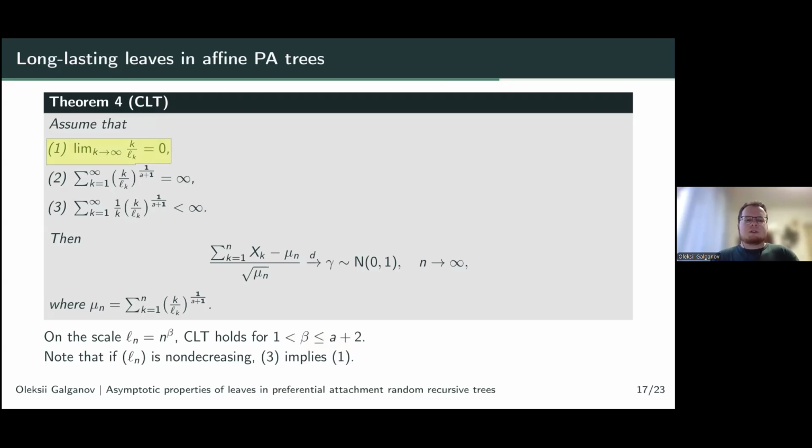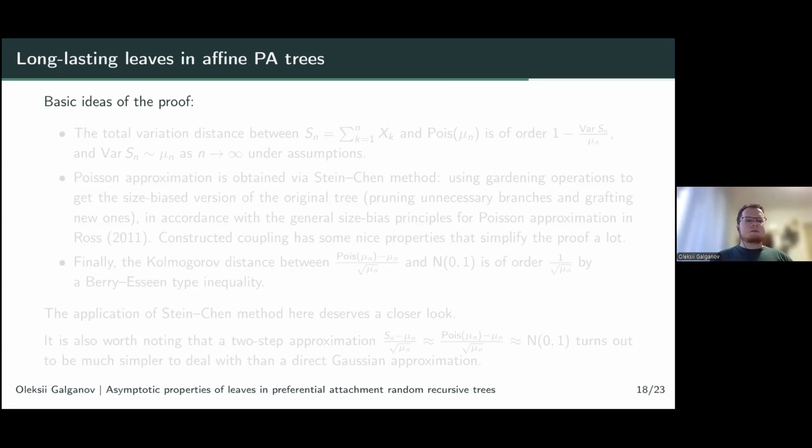Also, it's worth noting that if Lm is non-decreasing, then condition 1 follows from condition 3. So let's describe the idea of the proof.